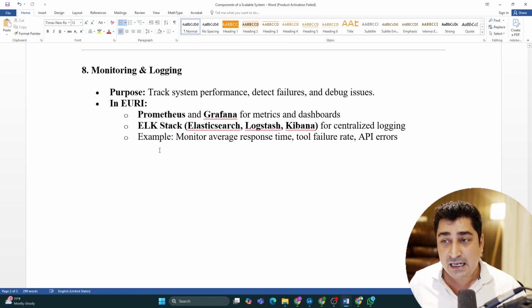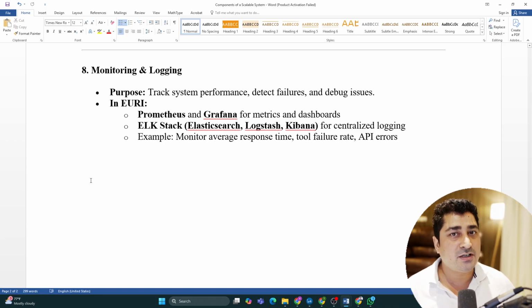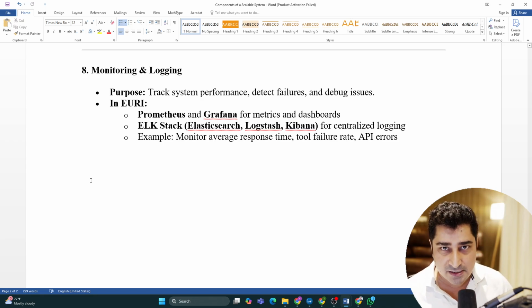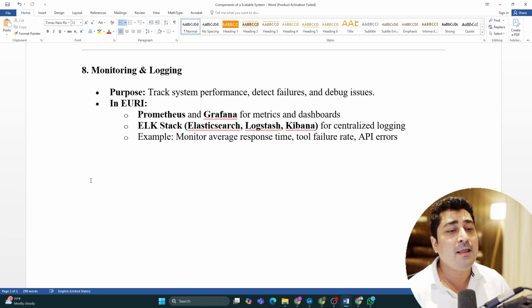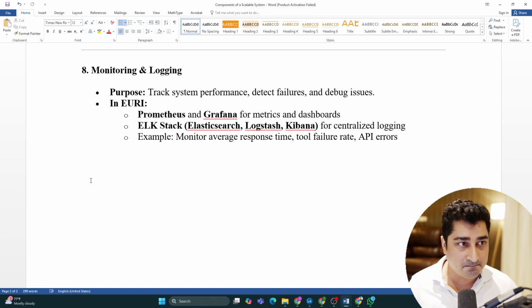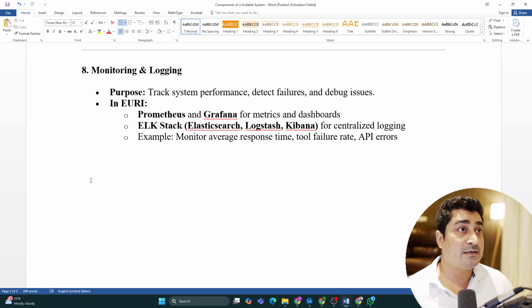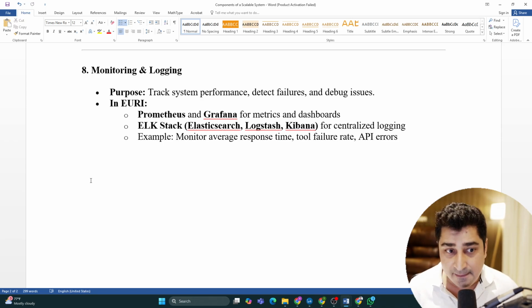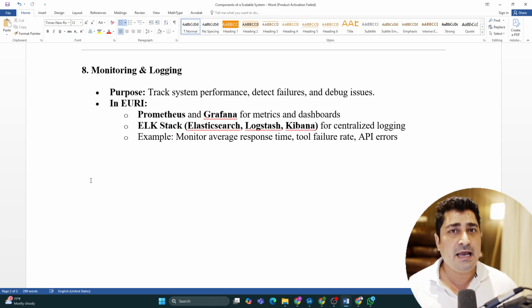Now, the last part is a major part, right? These 8 components are the major components I'm discussing with respect to this Euron system, which is a scalable system. Here, for monitoring and logging, there is a possibility that the system may crash. There is a possibility that some of my users may face some sort of disturbance or high latency. So I have to monitor it, and I have to build my system to be more and more scalable.